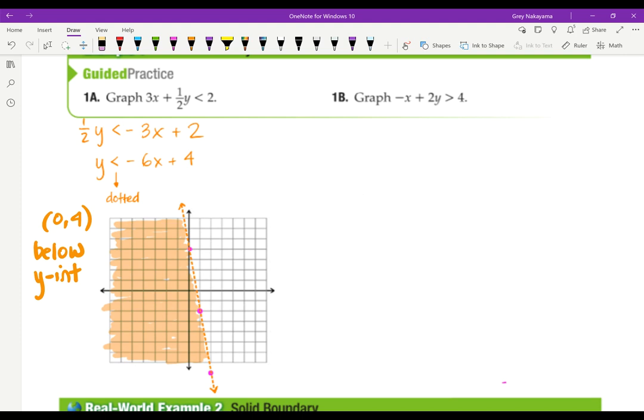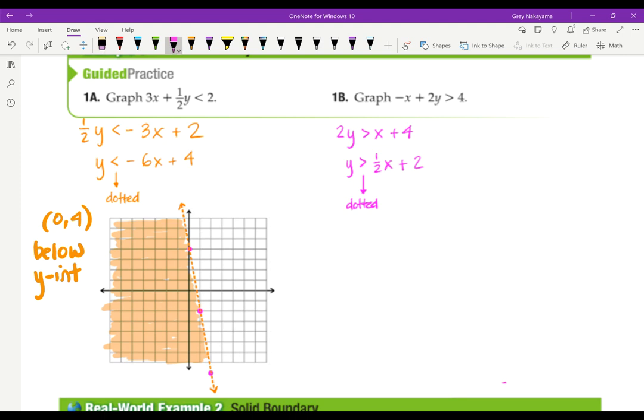Okay, so look at our next one. We have graph negative x plus 2y is greater than 4. So again, I'm going to solve that for y. So I'm going to add x to both sides. 2y is greater than x plus 4. Then I'm going to divide by 2. So y is greater than 1/2 x plus 2. I'm looking at this to decide whether my line is going to be dotted or solid. Okay, it's not equal to, so that means it's going to be dotted.